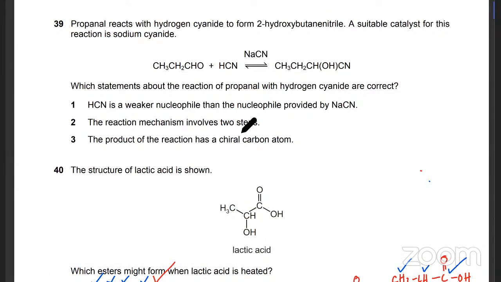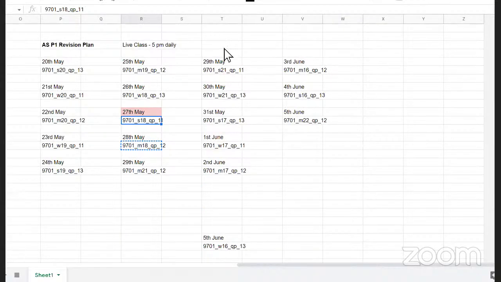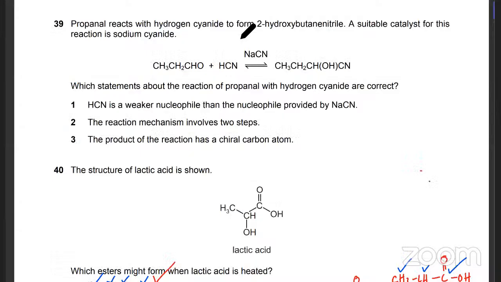TKS covers. One second. You haven't done M18, right? There was a similar question. Anyways, HCN is a weaker nucleophile than the nucleophile provided by NaCN. Is that correct? Yes. It is a weaker nucleophile.